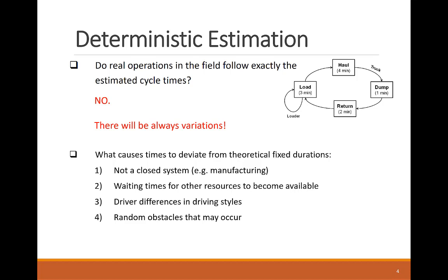Construction is not a closed loop or a simple system like manufacturing, as site operations depend on multiple resources at different locations. This results in some equipment waiting idle because they are waiting for other equipment to be available. There are different styles and competencies in running the equipment and performing the tasks. Construction happens outdoors with many unknown obstacles.